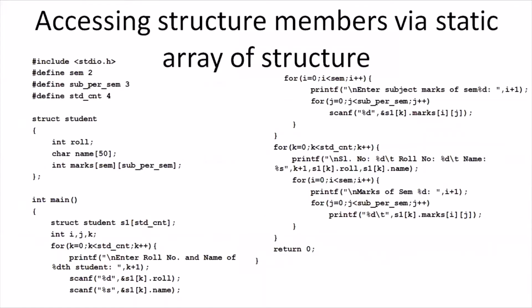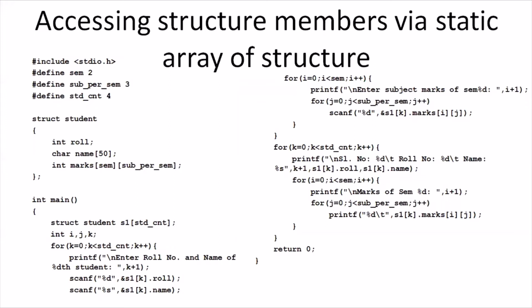Moving on to the next example, here we intend to access the individual structure members from a static array of structures. Now, a static array of structures can be declared by simply writing the user-defined data type followed by the name of the array and the size of the array. So therefore, if we write struct student S1[std_count], this is going to create an array of structure student named S1 and size std_count.